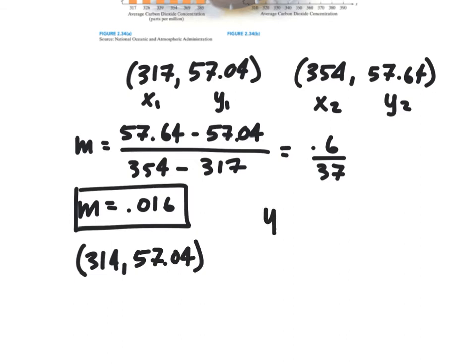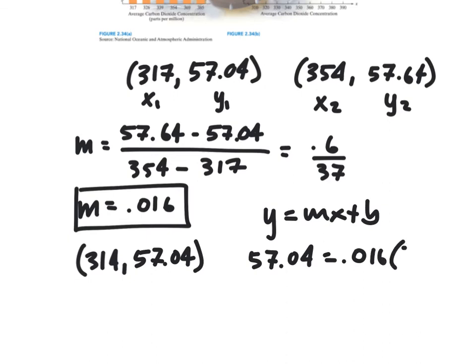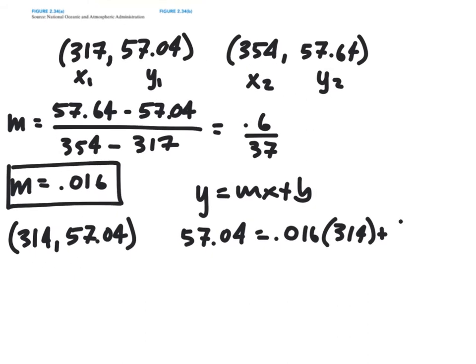Okay, I'm going to use y equals mx plus b. My y value is 57.04, which is equal to my slope, 0.016, times our x value, which is 314. Then we're going to add that to b. I'm not doing anything different than I did on the page before, just my numbers are a little bit weird. So now let's multiply 0.016 times 314, and that gives me 5.024 plus b, and that's equal to 57.04.